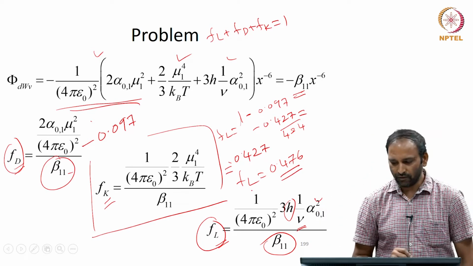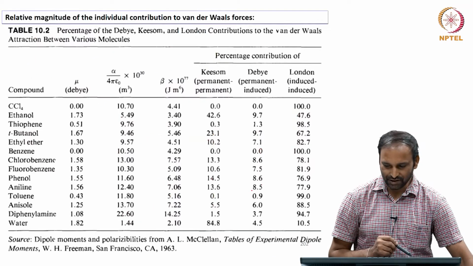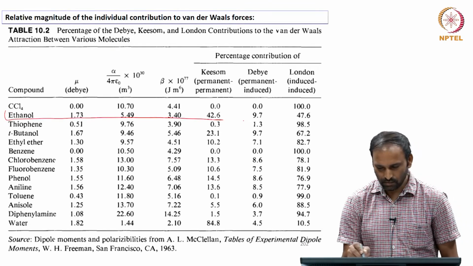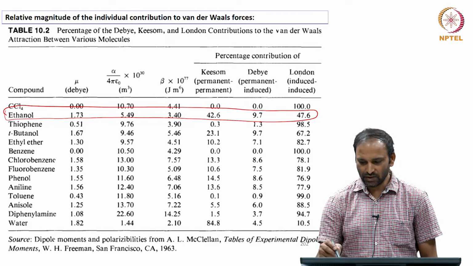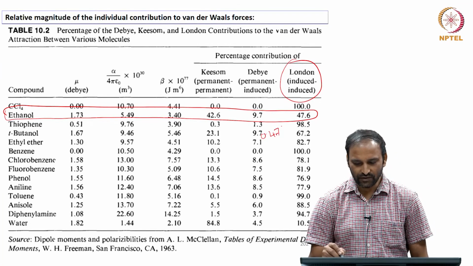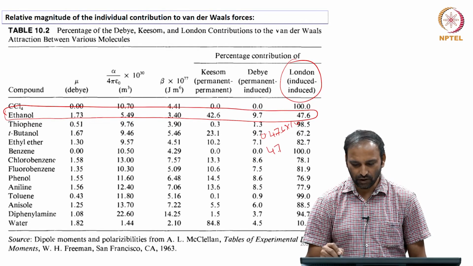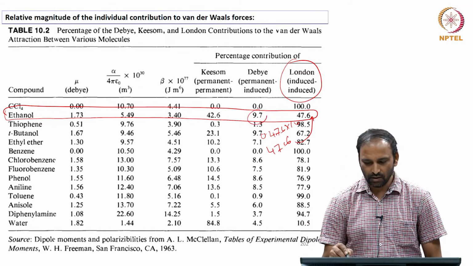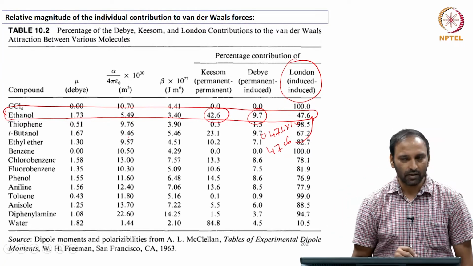Right, 0.476. Let us look at if our calculations are right. That was ethanol. We just calculated this to be 0.476, that is, as a percentage contribution, multiplied by 100 should give you 47.6, exactly the same number. And again you have 9.7 and 42.6.